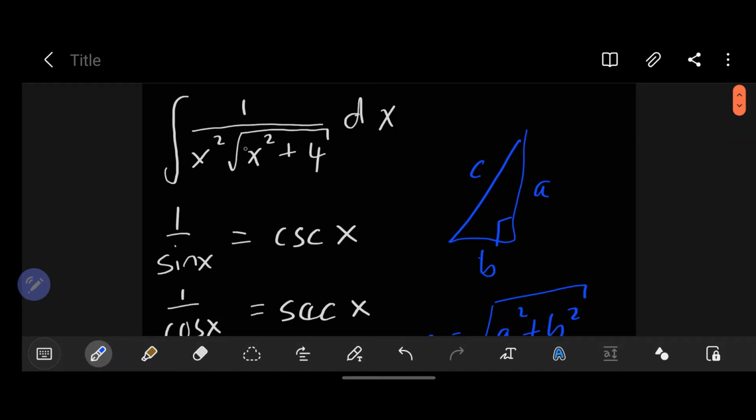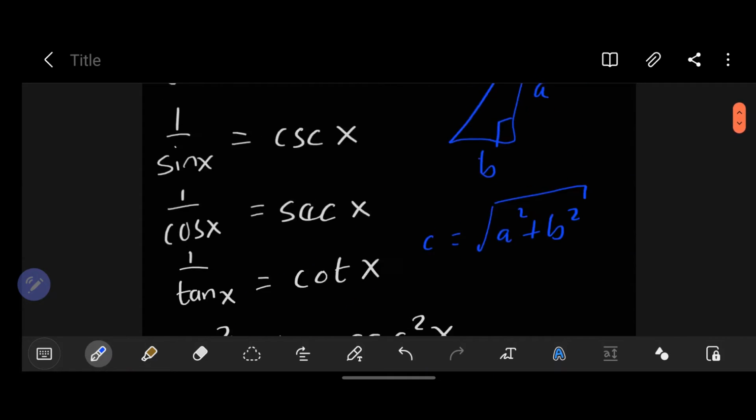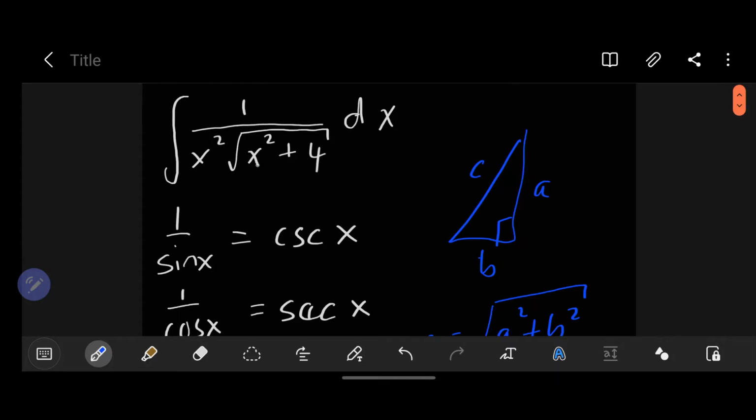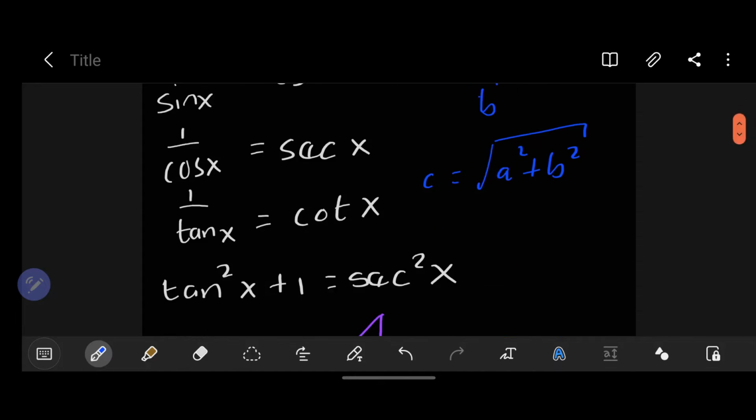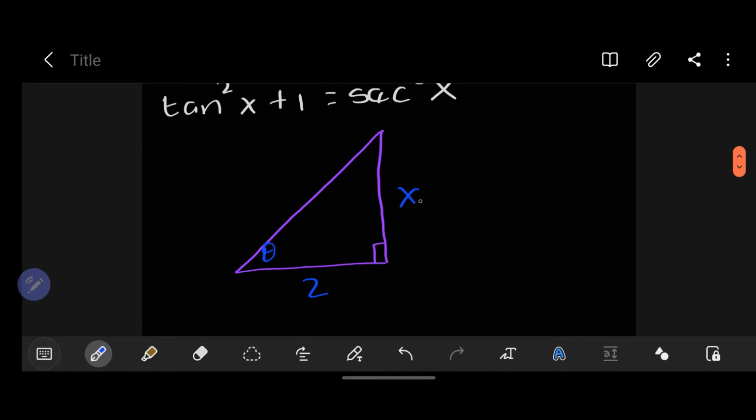And what do I have here? I have x squared plus 4. So this is one side squared plus another side squared. So I can use that. It was x squared plus 2 squared. So I have x and I have 2. So this will give me x squared plus 2 squared, which will give me x squared plus 4. So this is how I get this.